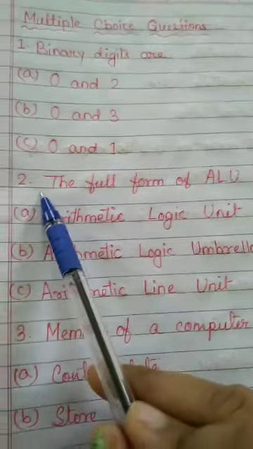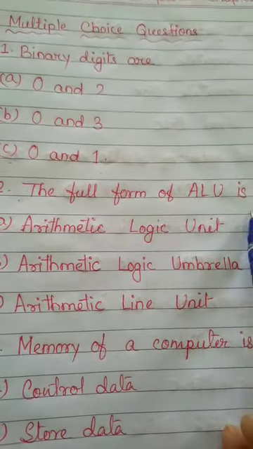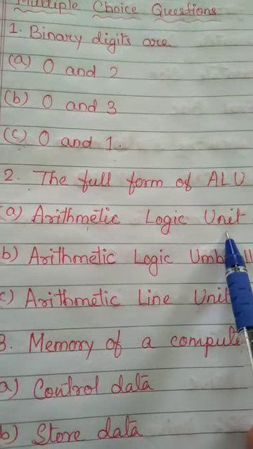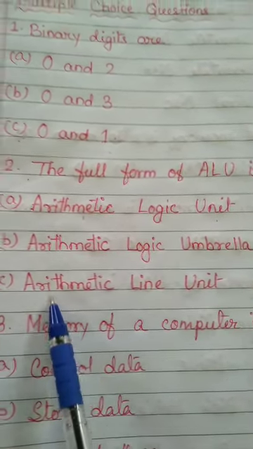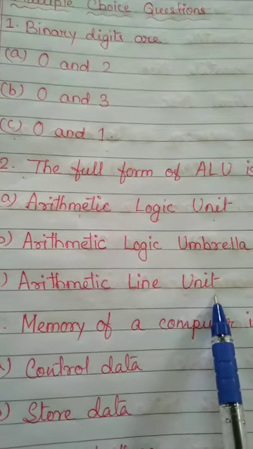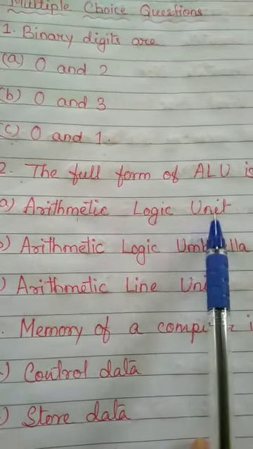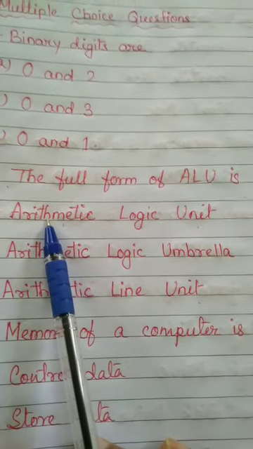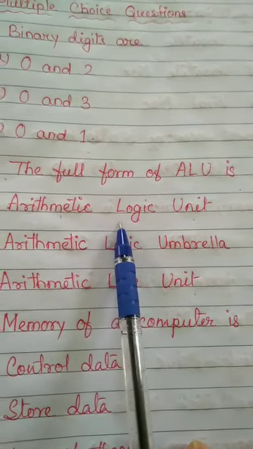Now second question is: the full form of ALU is option A arithmetic logic unit, option B arithmetic logic umbrella, option C arithmetic line unit. The correct option is arithmetic logic unit. Option A is correct. This answer you will get on page number 11 from chapter 3.